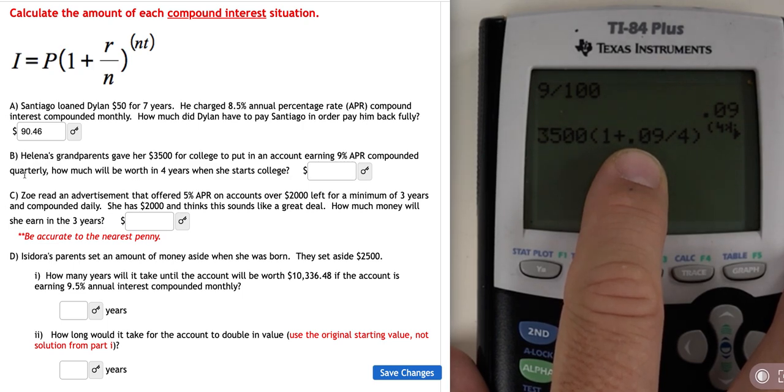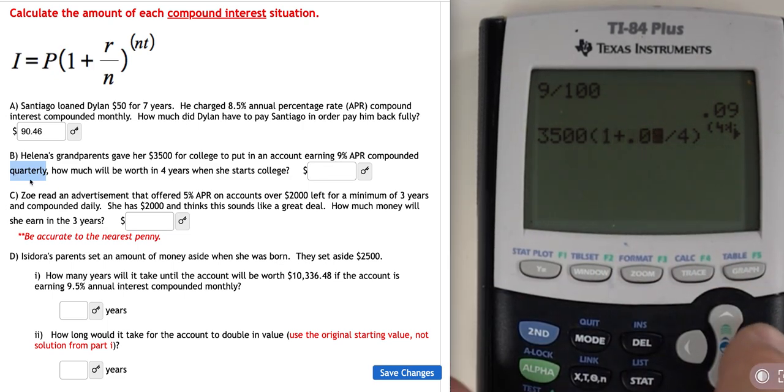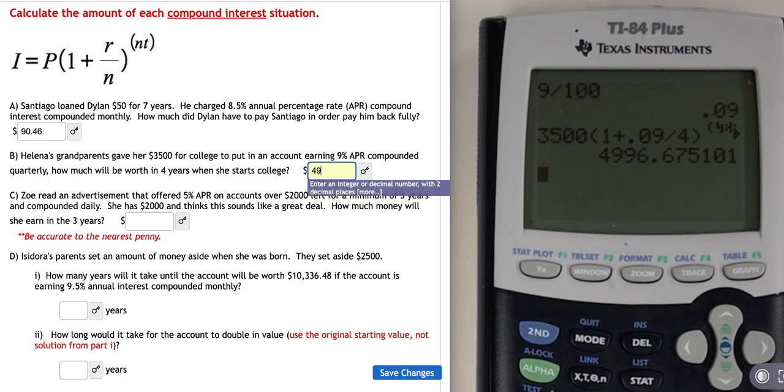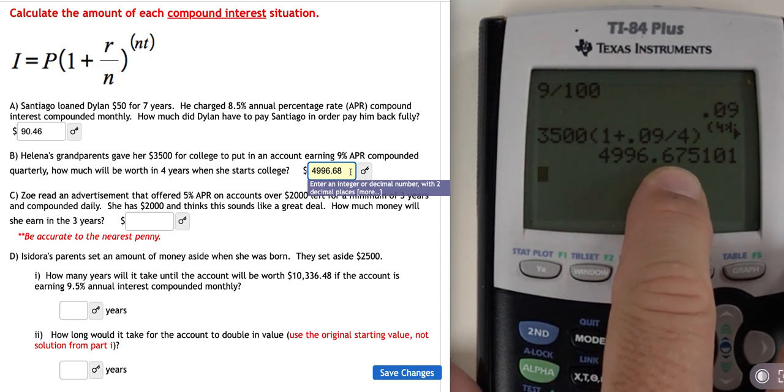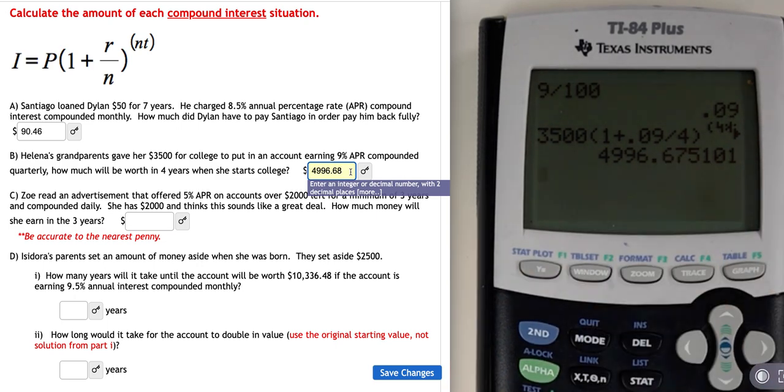You'll notice it says quarterly right here. So that's quarterly, there are 4 quarters in a year, so put a 4 in for the N value there. Now as you keep typing in this question, you'll go to the power of 4 again, times the number of years, and that's 4 years. Hit enter. Again, this is pretty straightforward. The answer is $4,996.68. Be careful with that, because when you stop at the pennies, it's got 67. It will mark it wrong if you say 67, so make sure you round that to 68 cents, not 67.